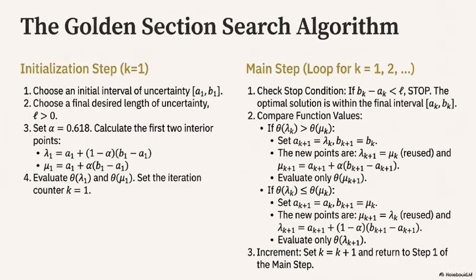Slide 6. The Golden Section Search algorithm. Now that we've seen the foundation, let's look at how this functions as a complete algorithm. The process is divided into an initialization and a main loop. Phase 1, initialization.